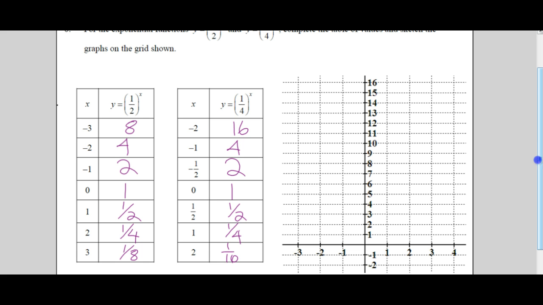I'm going to graph this one in red. So I've got -3, 8. Got really high values going here. -2 is 4. -1 is 2. 0 is 1. That's supposed to be a 2. 0 is 1, and then we've got 1/2, 1/4, 1/8. Draw the line.